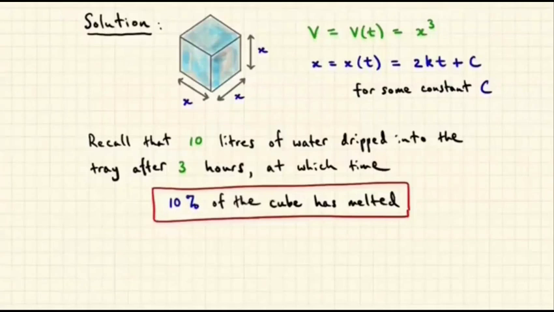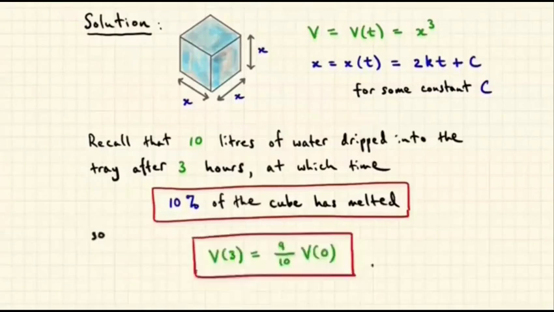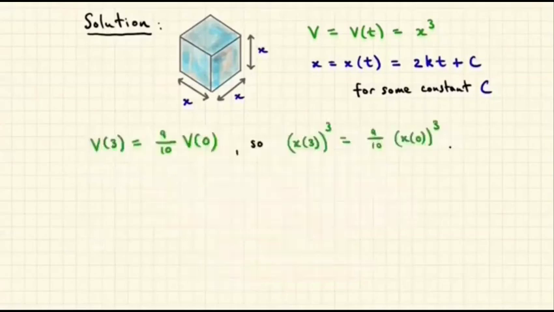We haven't yet used the given information that 10 liters of water dripped off the cube in the first 3 hours, which represents 10% of the volume, leaving intact 90%, or 9/10, of the original volume. So V(3) equals 9/10 of V(0). We can use the fact that V equals the cube of x to rewrite this as the cube of x evaluated at 3 is 9/10 of the cube of x evaluated at 0.